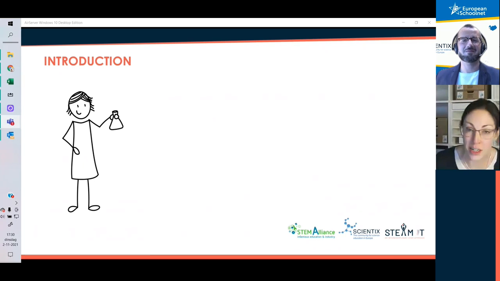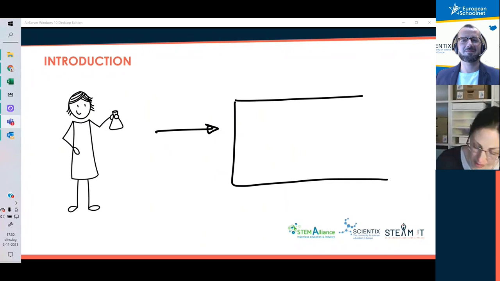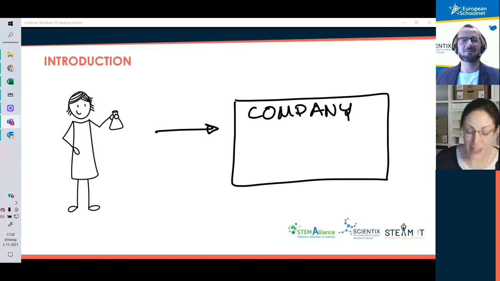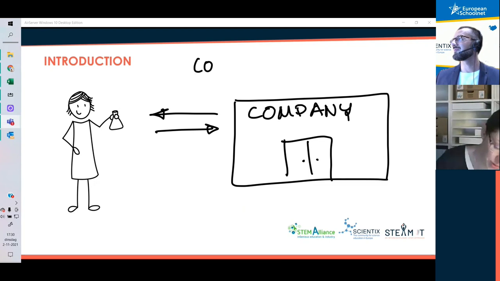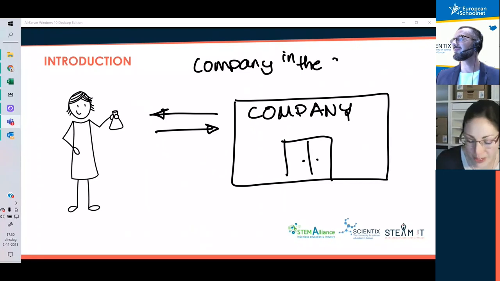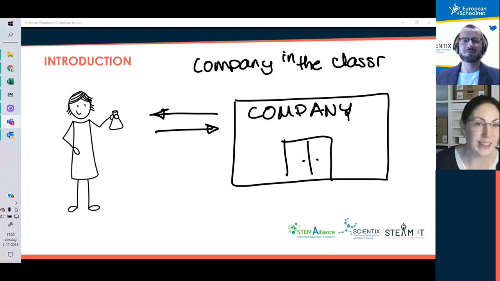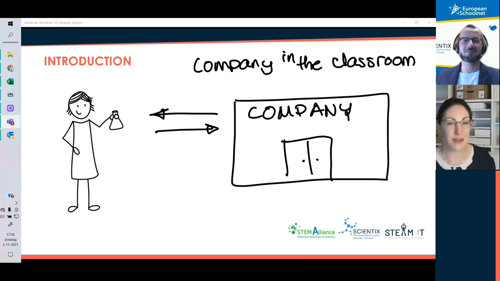So after teaching, I went to work at companies. What I discovered there is the start of the company that I have now, called Company in the Classroom. I'm bringing the company back to the classroom, and I started my own company, which in English is called Company in the Classroom. This is a bit of the logo, and in Dutch it's called Bedrijf in de Klas, but I will not bother you with that, so let's just call it Company in the Classroom.